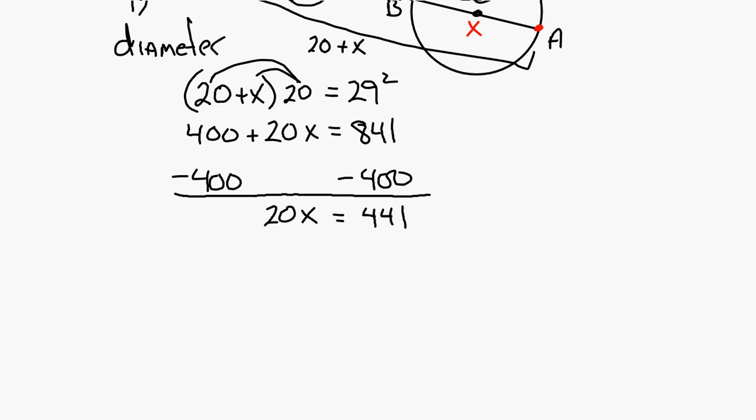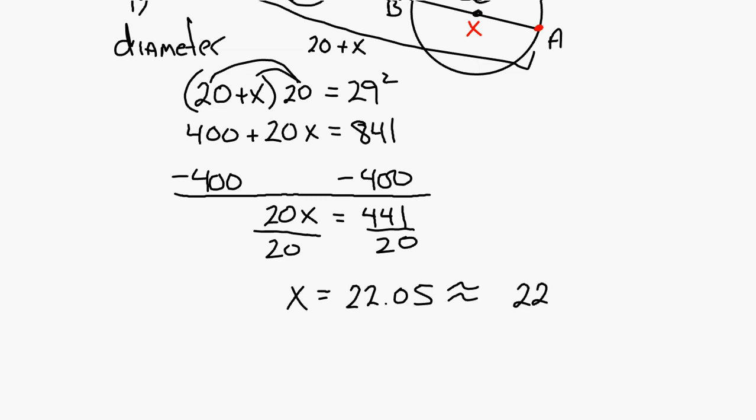And if you divide both of those sides by 20, then x is going to be equal to 22.05. The question asks you to round to the nearest tenth. So rounded to the nearest tenth would be 22.1. And that would be the diameter of that circle.